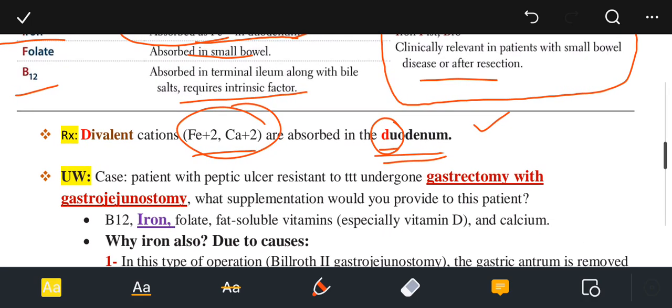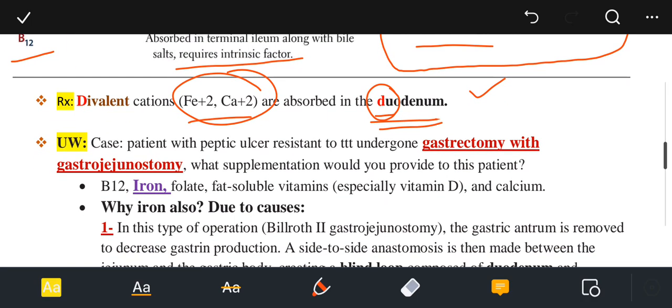Then we have a UWorld point. The case is that the patient with a peptic ulcer resistant to the treatment underwent gastrectomy with gastrojejunostomy. So there was removal of the stomach, and then the remaining part of the stomach was joined directly with the jejunum, and duodenum was bypassed. Which supplementation would you provide to the patient? The answer is vitamin B12, iron, folate, fat soluble vitamins, especially vitamin D, and calcium. So all of that is given.